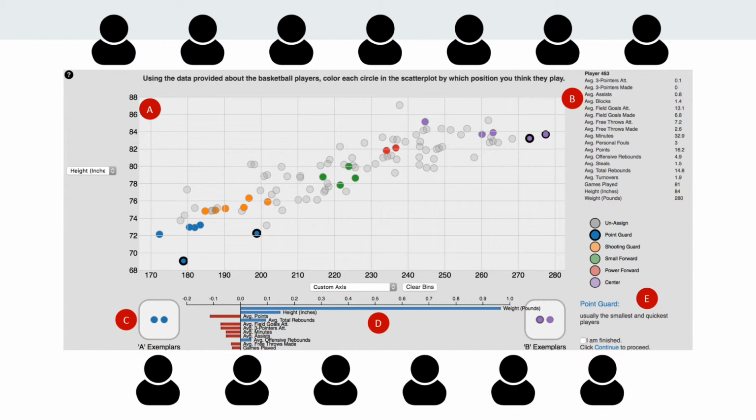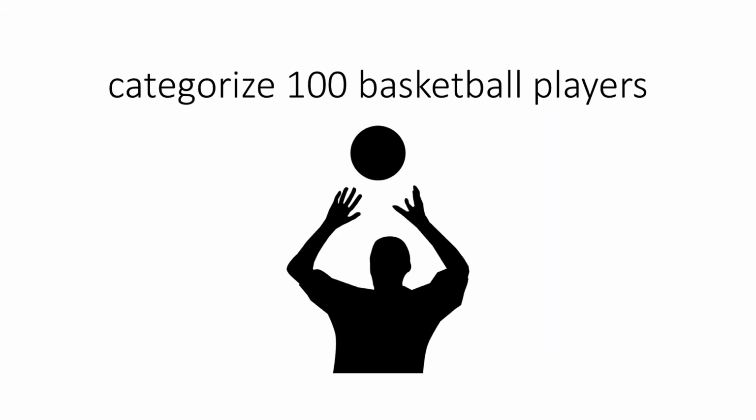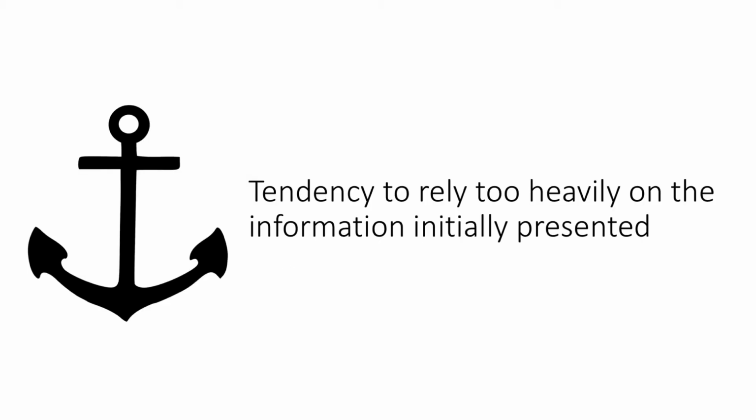We conducted a user study with 13 participants, with each participant given statistics on basketball players. We asked users to categorize the 100 basketball players by analyzing and labeling the data in the interactive system. We induced anchoring bias by presenting two groups of participants with different information about the basketball players' positions.